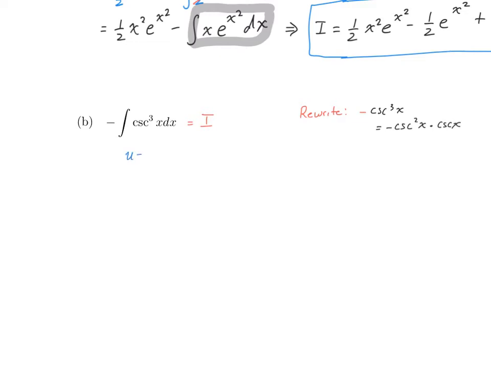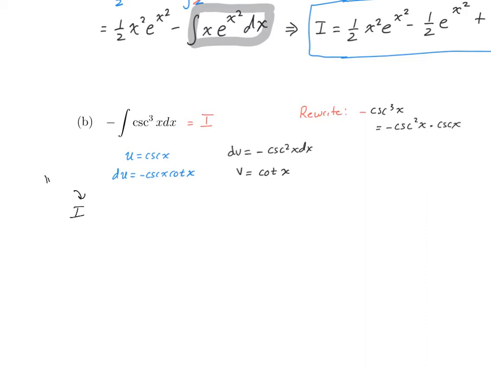So let's say that u is cosecant x, so du, remember, it's minus cosecant x cotangent x dx. And then if we choose dv to be the remaining, which will be minus cosecant squared x dx, well, then v is equal to just cotangent x. Why? Because the derivative of cotangent is minus cosecant squared. All right, next we use the integration by parts.